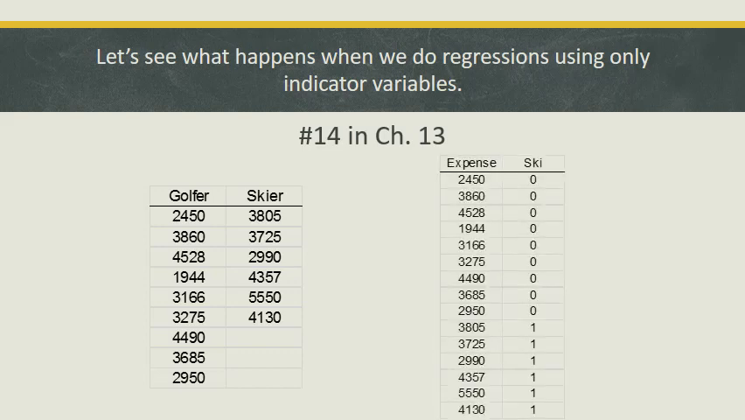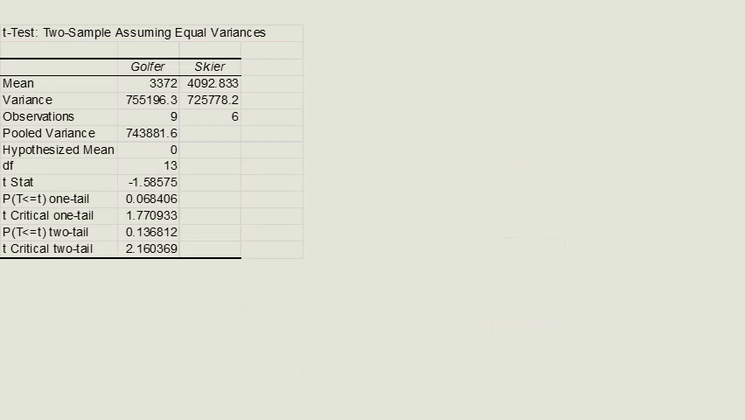So we need one indicator variable to define it. I'm going to make an indicator for skiing. And the data set could be set up for regression like this. Now let's compare the two computer outputs. First, here is the two-sample t-test output from Excel. There are a few things I want to point out here before I show the regression. First, the two sample averages are shown here.